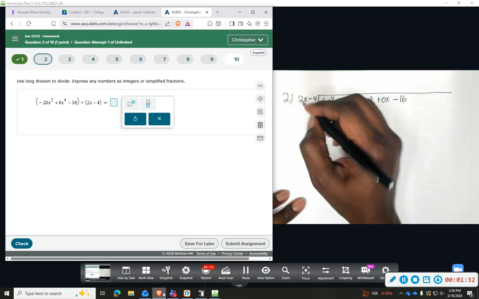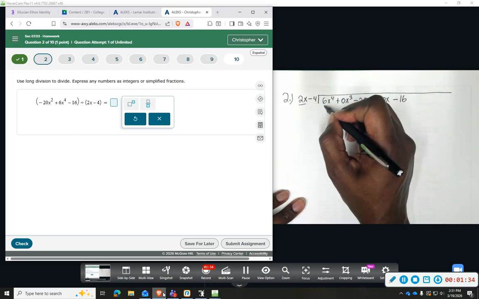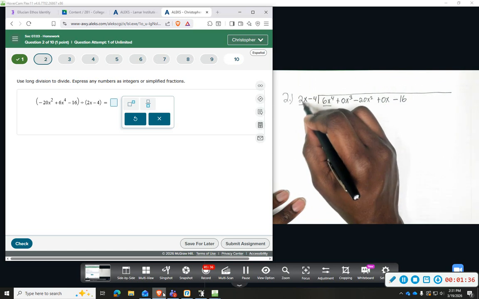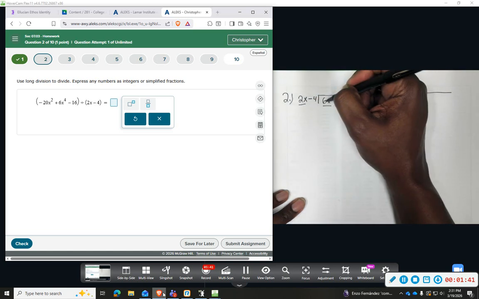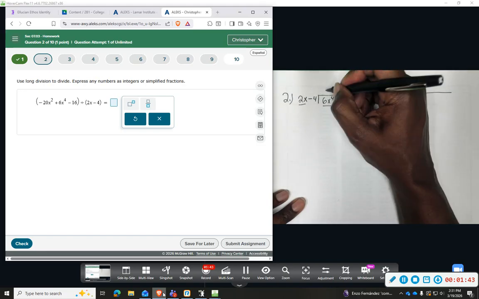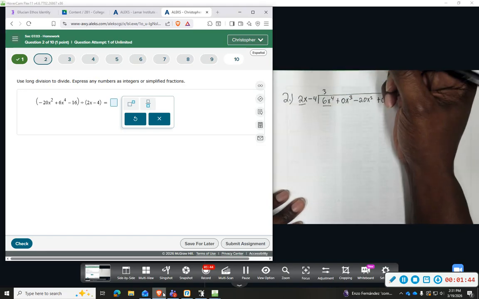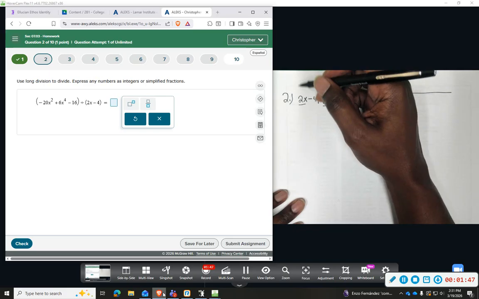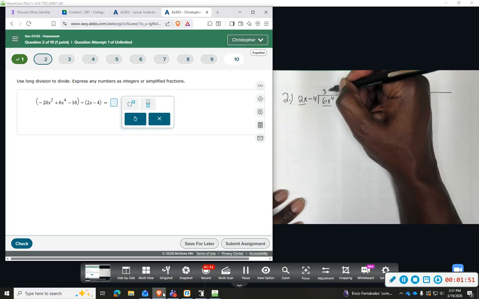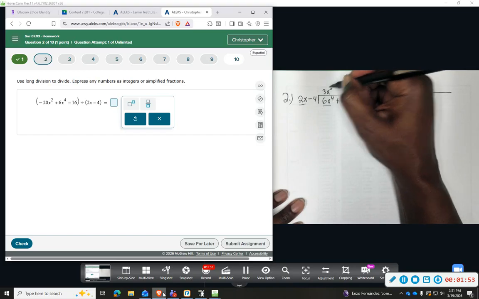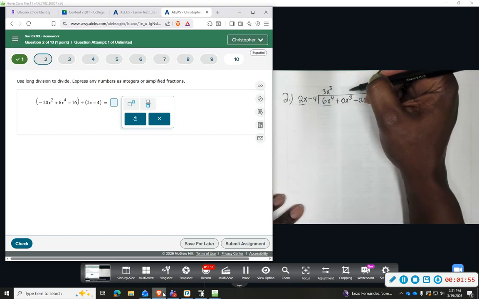So we're going to do the same thing. Just focus on the first term. I want to multiply this term by something so that it equals this one here. 2 times what gives me 6? 2 times 3. And then we have 1x. We need 4, so I need 3 more. So I'm going to say x to the 3rd, so that will give me the right term.